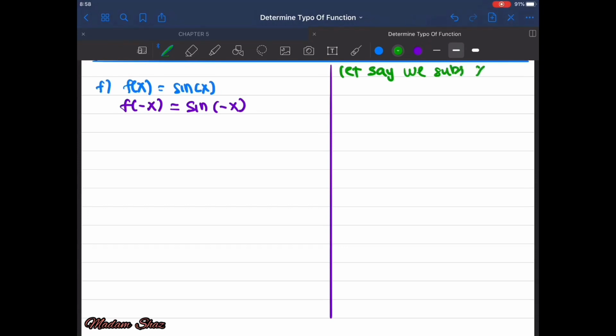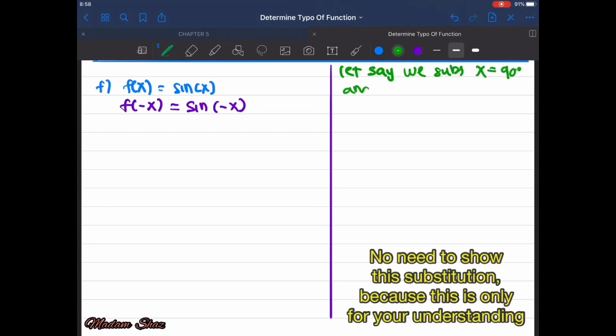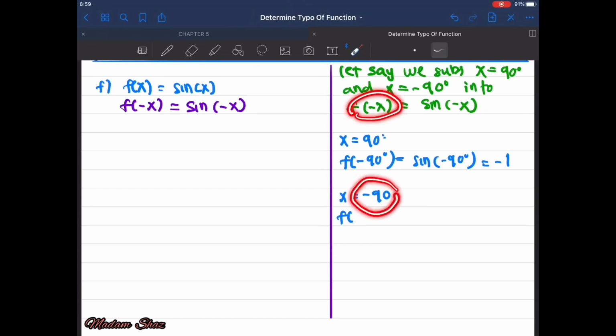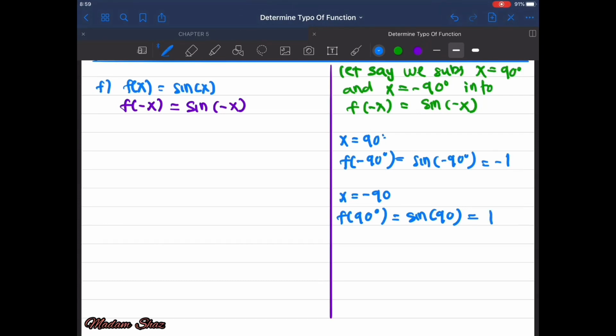Let's say we substitute x equal to 90 degrees and x equal to negative 90 into f(-x), which is equal to sine of negative x. So let's say your x is equal to 90. f(-90) is equal to sine of negative 90. By using the calculator, the answer will become negative 1. When we substitute x equal to negative 90, the negative x will become positive 90. So f(90) is equal to sine of positive 90. By using the calculator, sine of positive 90 is equal to positive 1.